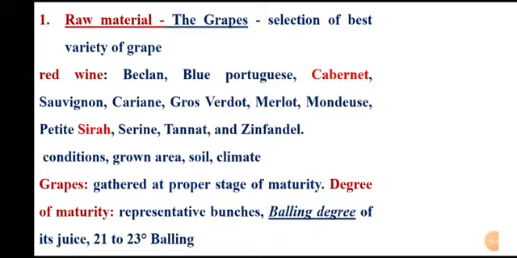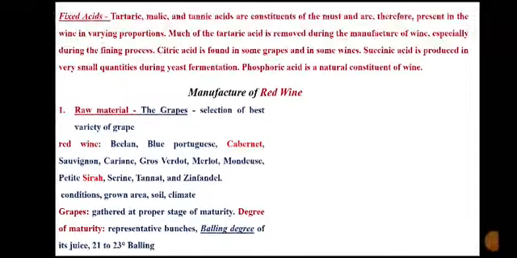which decides the concentration of sugar present in the grape juice depending on its color, and we can determine the concentration of sugar at the site itself, and the manufacturer can decide the time of harvesting. If it is 21 to 23 Balling degrees sugar concentration, then the grapes are ready for harvesting.